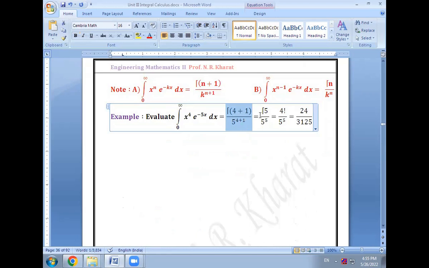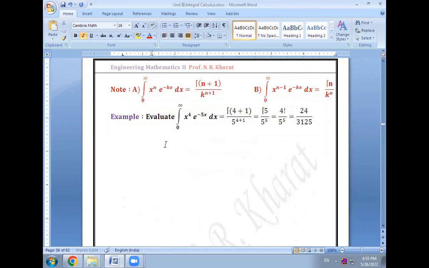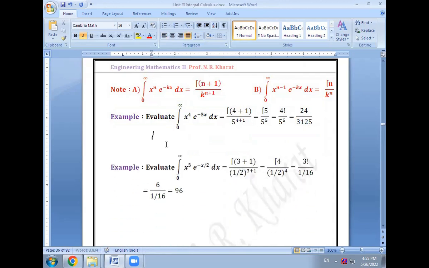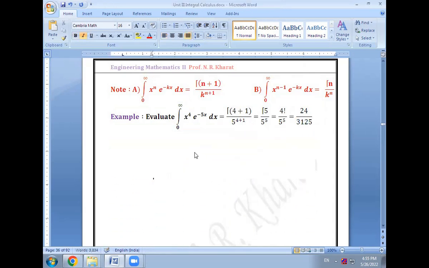And we know that 4 plus 1 is equal to 5. So gamma of 5 divided by 5 raised to 5. Again, gamma of 5 is nothing but 4 factorial divided by 5 raised to 5. And 4 factorial, its value is 24 and 5 raised to 5 is 3125. In a similar manner, we can find the example in different index.